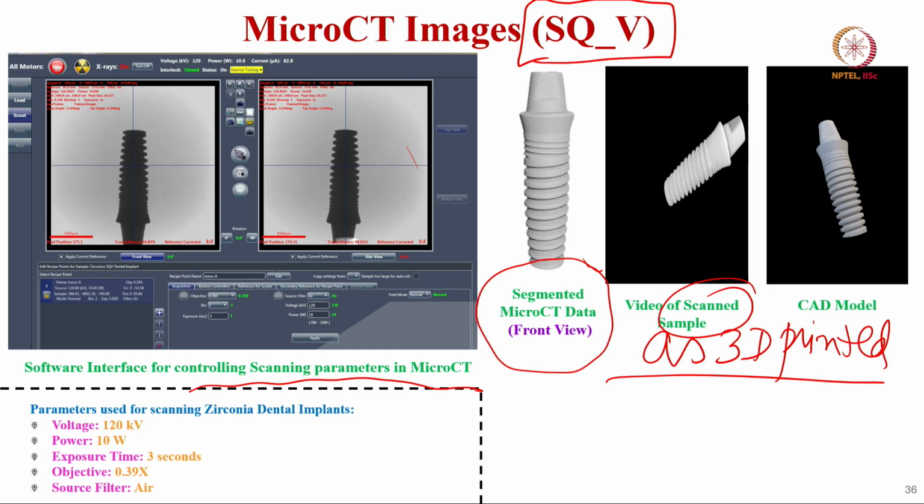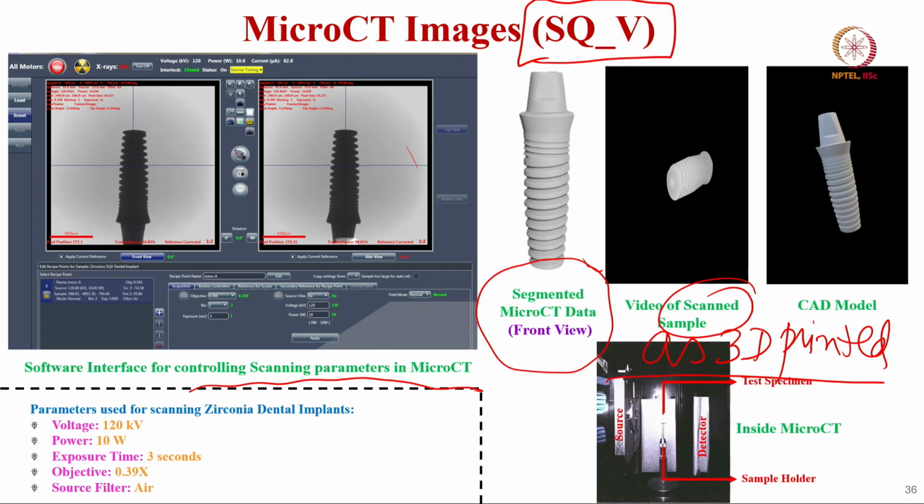So, what is the voltage that is typically used? 120 kilovolt. This is a large voltage in the microCT that was used. Power is 10 watt, exposure time is 3 seconds, objective 0.39x, and source filter is air. This is how these samples are placed inside the microCT sample holder.